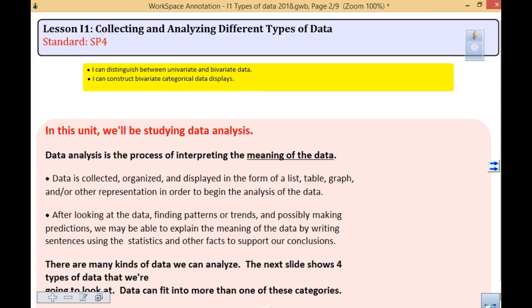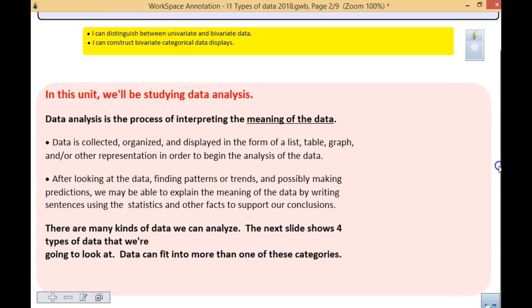So data is going to be collected, organized, and displayed in the form of a list, table, graph, and/or other representations so that we can analyze it. After looking at the data, finding the pattern or trend, possibly making predictions, we may be able to explain the meaning of the data by writing sentences using the statistics.